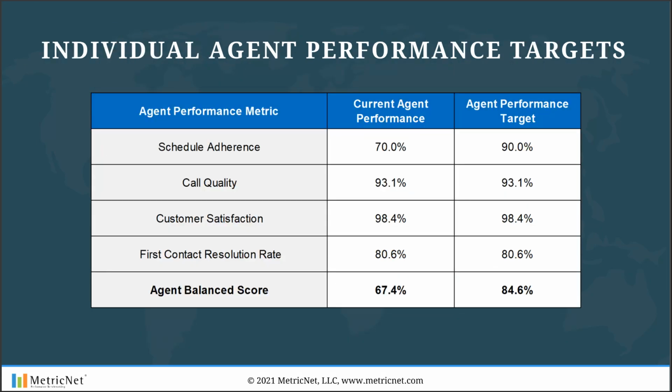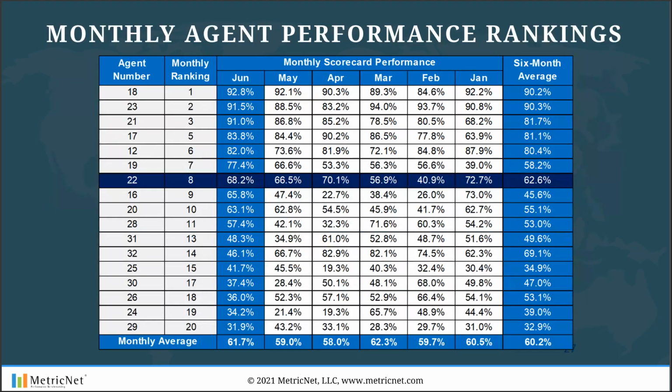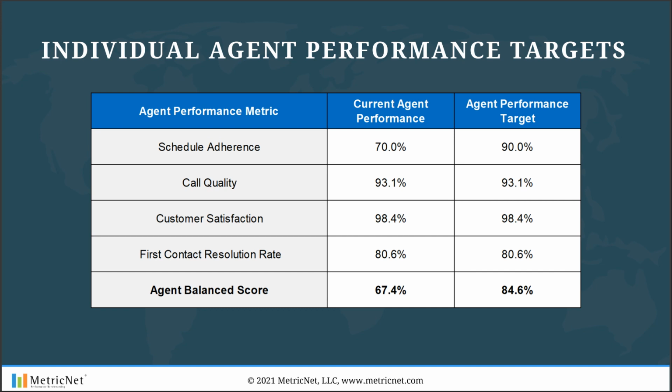So for this particular agent, I'm using their performance targets here, 70%. Let me go back 2 charts here. You can see their performance from this page, which would be the 3rd column from the right. And we're coaching this particular agent. Their current schedule adherence is only 70%. Their call quality is 93.1%, which is good. It exceeds target. Customer satisfaction also exceeds target, as does FCR. So they did well on everything except schedule adherence. So the only target we have for them is on schedule adherence.